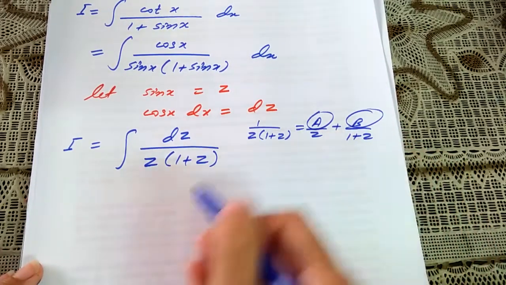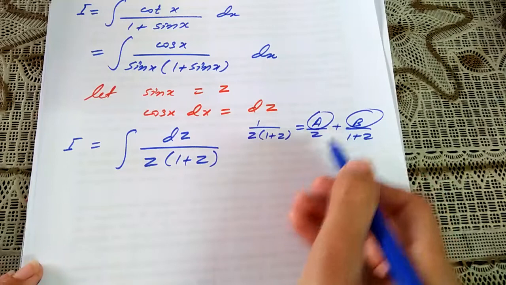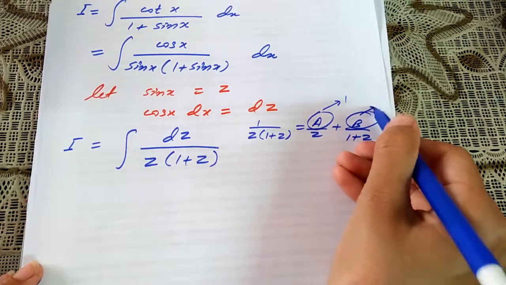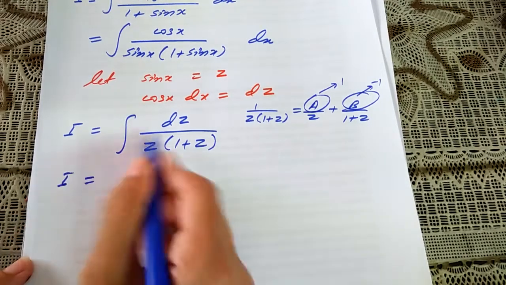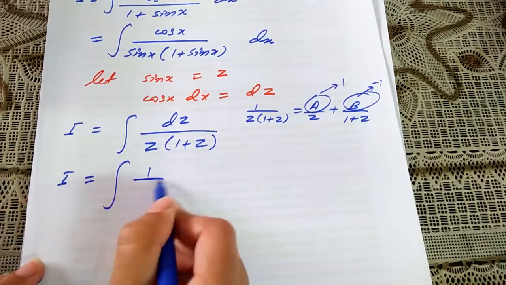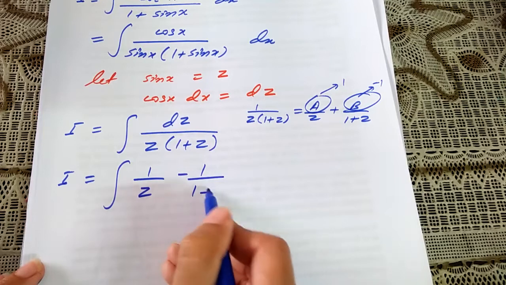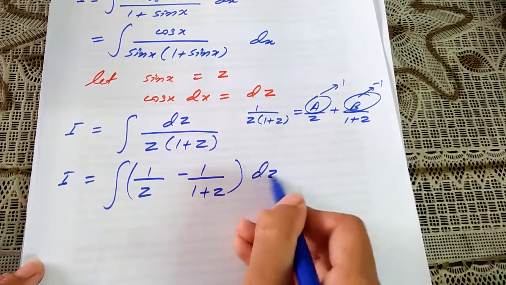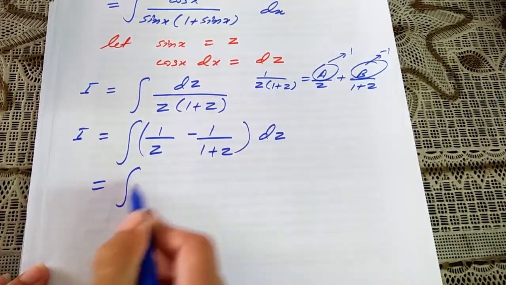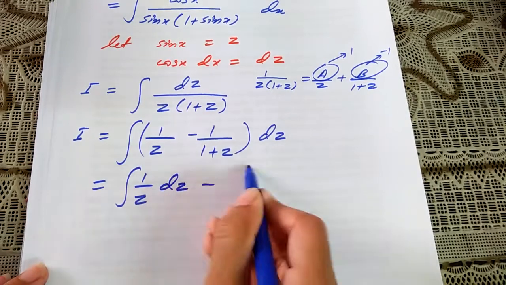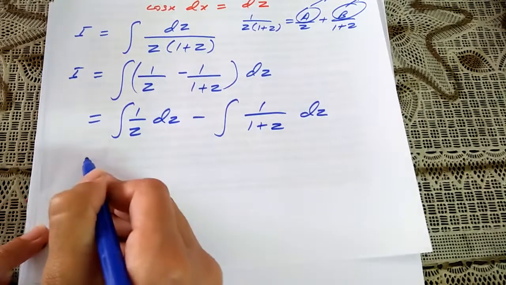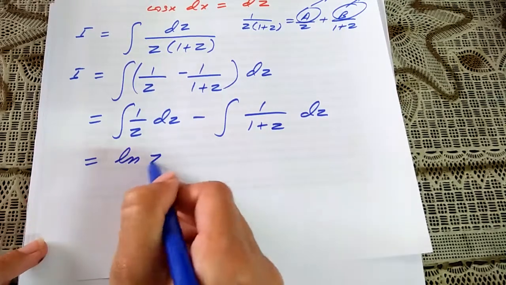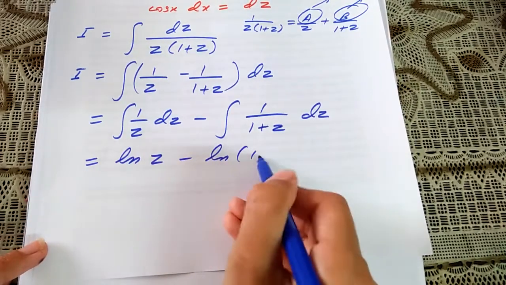Find the values of a and b. After finding the values of a and b, this a value will be 1 and b value you will get minus 1. Put back here and then integrate it. So after using the partial fraction here, we will get 1 over z minus 1 over 1 plus z dz like this. Now separate your integral. This will be 1 over z dz minus integral 1 over 1 plus z dz. So integrate it now. This will be equals to ln z minus ln 1 plus z.